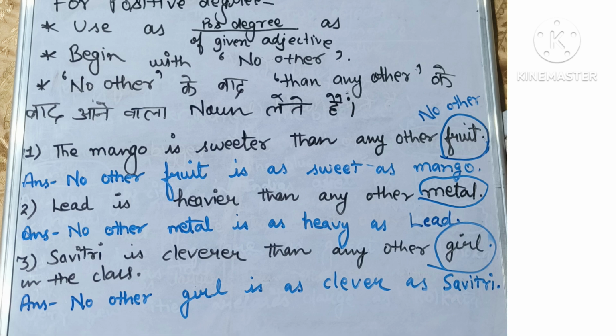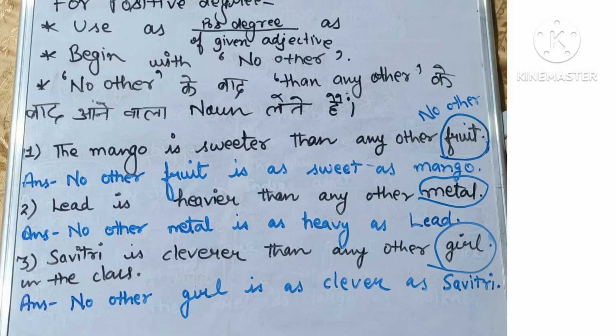Now let's make the sentences. The first is, the mango is sweeter than any other fruit. In case of than any other, we have learned we have to begin the sentence with no other, and after no other, what do we take? Fruit, right? No other fruit, and we will write is. Why? Because the sentence is in present and the subject is singular. No other fruit is sweeter than will be replaced with as sweet as, then the mango. No other fruit is as sweet as the mango.